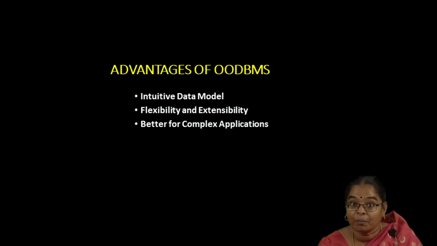We are creating a model in the initial stage, and after 2 or more iterations, according to the changes required, we can change the model. This is an example of flexibility and extensibility, and it is better for complex applications. There are many more applications.